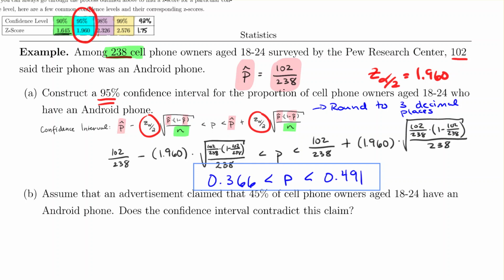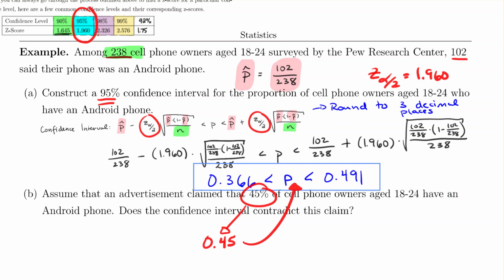So here it says assume an advertisement claims that 45%, remember 45% as a decimal is 0.45. You can always change a percentage to a decimal. Of cell phone owners in this age group have an Android phone. Does the confidence interval contradict this claim? Well, the confidence interval was for the cell phone owners in this age group having an Android phone, and it said the population proportion here would be between 0.366 and 0.491.